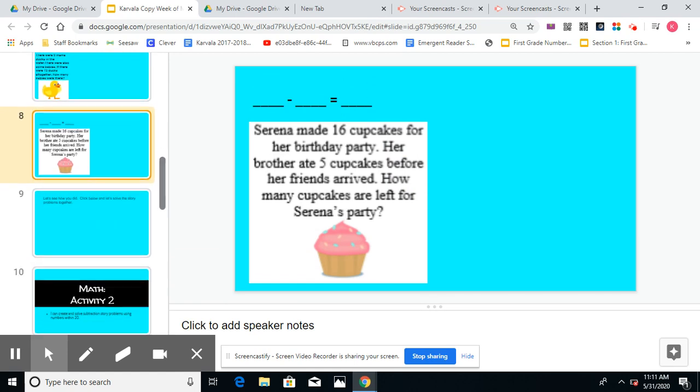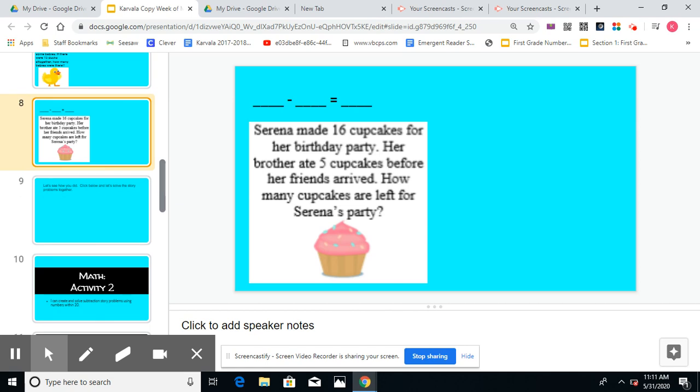Serena made 16 cupcakes for her birthday party. Her brother ate 5 cupcakes before her friends arrived. How many cupcakes are left for Serena's party? Again, I'm not listening to all the math words in the problem. I'm going to be thinking of the problem myself and thinking what it's asking you to do. So the first thing I'm going to do is look at my numbers again. So it said she had 16 cupcakes. Her brother ate 5. How many cupcakes are left for Serena's party?